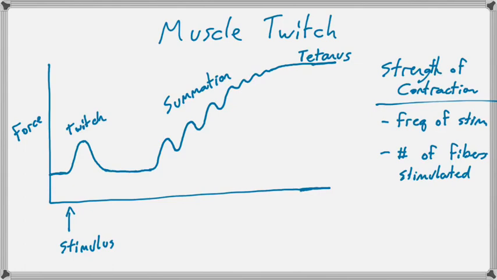So we need to be able to coordinate whether we're squeezing something hard or soft or touching something gently. Your brain is doing all of that coordination by deciding how often do I want to tell those fibers to twitch, and how many fibers do I want to twitch.